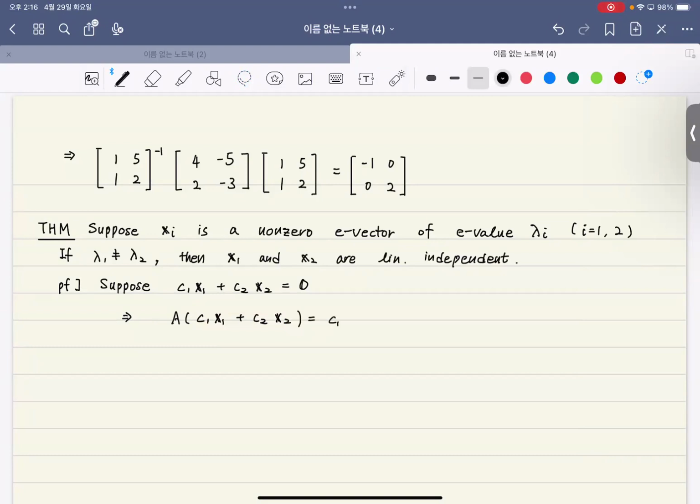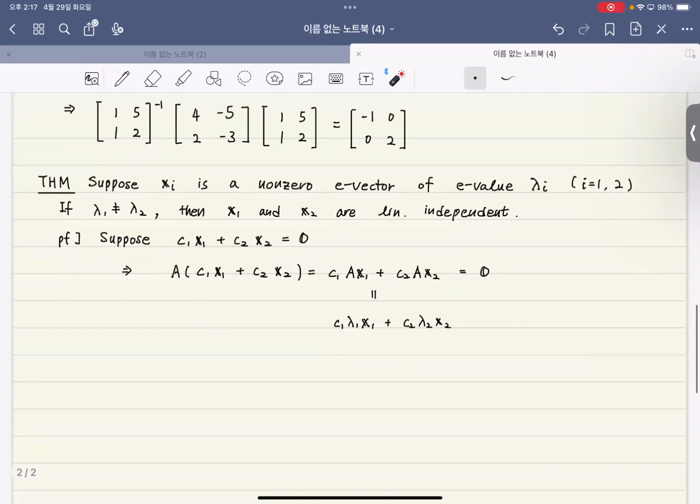Then this is C1 A x1 plus C2 A x2, which equals 0. But since x1 and x2 were assumed to be the eigenvectors, these should be C1 lambda 1 x1 plus C2 lambda 2 x2. So I have two equations: C1 x1 plus C2 x2 equals 0, and C1 lambda 1 x1 plus C2 lambda 2 x2 equals 0. I have two such equations.